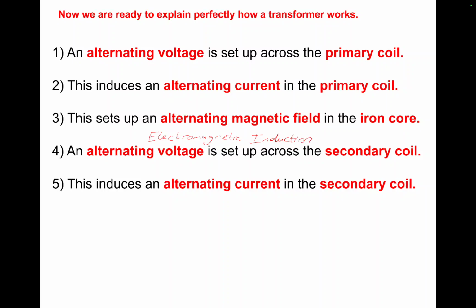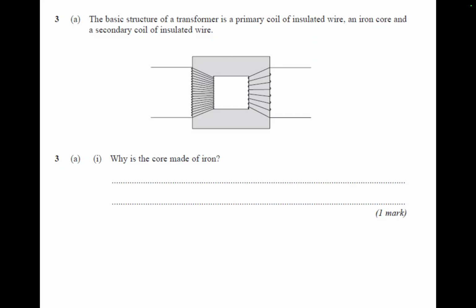All right, let's do some questions. So if you want to pause on the question, write your answer, and then I'll obviously give you the answers. So the basic structure of a transformer is a primary coil of insulated wire, an iron core, and a secondary coil of insulated wire. This is a step-down transformer because it's going from more coils on the primary coil to less coils on the secondary coil. The question simply asks, why is the core made of iron?